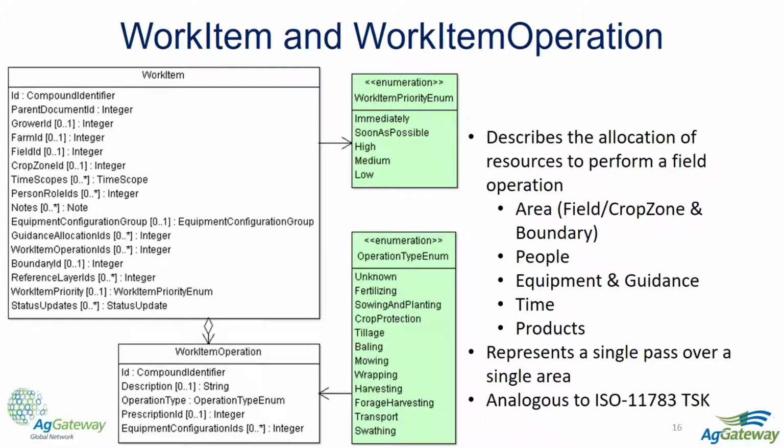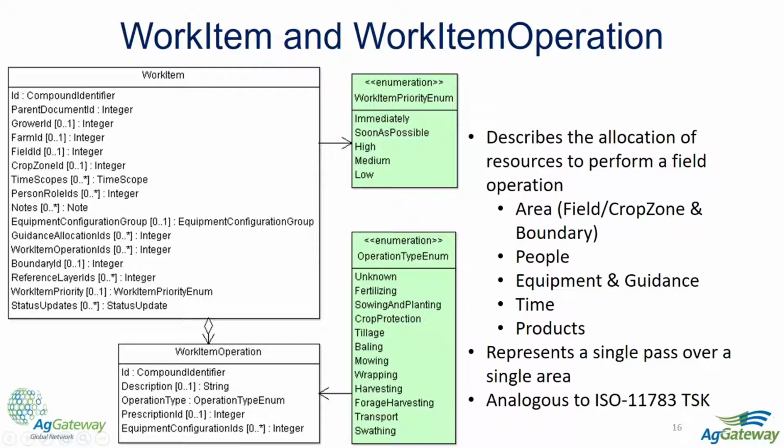We talked about the work order being something that accommodated a complex cardinality of field and operation performed. The work item takes us down one step into greater specificity. And it does that by saying, well, the work item represents a pass through a field. So a single pass over a single area is what's represented by the work item. And in that pass, it's describing the allocation of resources in that field operation. And it's describing the desired result.